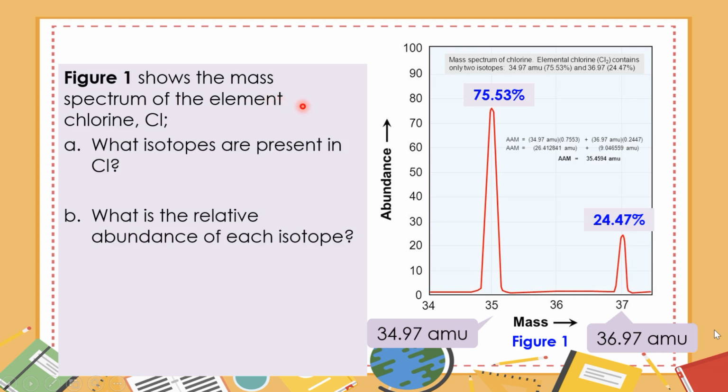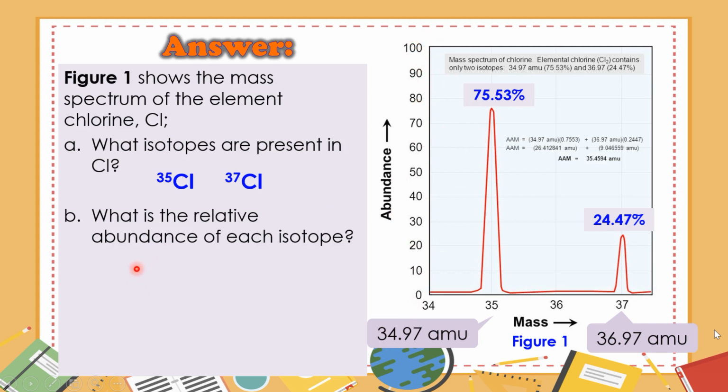Sample calculation. What isotopes are present in chlorine? Look at the mass spectrum. There are two peaks present, so therefore there are two isotopes of chlorine. Now how can we write the isotopes? Just refer to the isotopic mass. So we can label both isotopes as chlorine 35 and chlorine 37. From the mass spectrum already given to you, the y-axis refers to the percentage abundance.